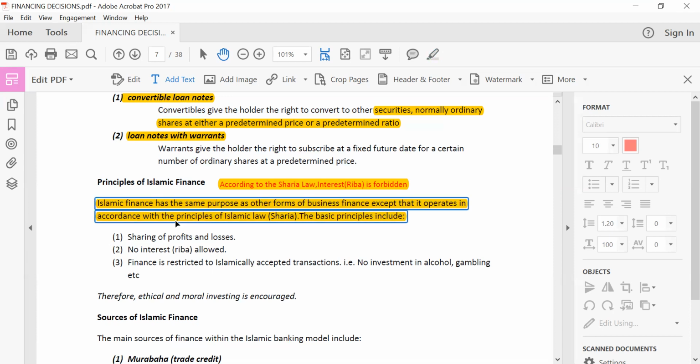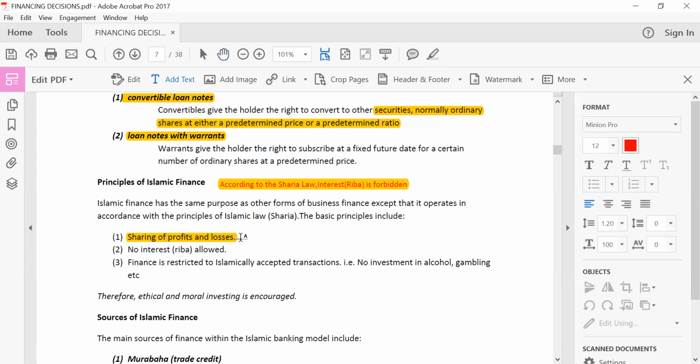First, the belief is that sharing of profits and losses is to be done equally. No interest (riba) is allowed. We don't allow you to charge that, never.